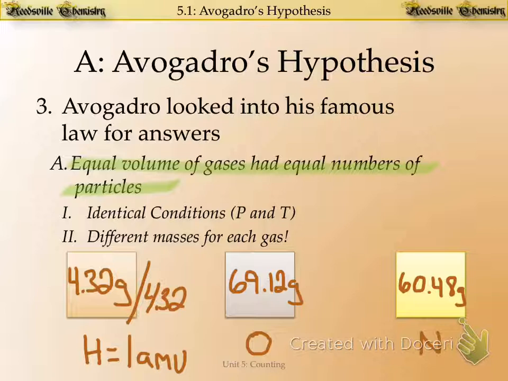Like I said, he compared every gas to hydrogen. So he divides the oxygen by 4.32 as well. And if you do that on your calculator, you'll figure out that that's 16 AMU. And he does lastly the same thing for nitrogen. Divides by 4.32. And he gets a number very close to 14, and he calls that AMU.